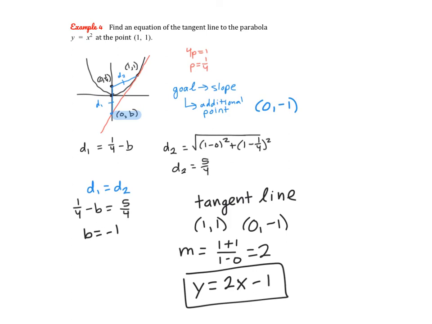Just to review and walk us through this again, we knew one point of our tangent line, but to make the equation, we also need to know the slope. And to find the slope, we need to know an additional point on that tangent line. So we use the reflective property of parabolas, and we set these two distances equal to each other to help us find this b value, which gave us our additional point. Once we had our additional point, we used the 2 points to find the slope, and we already knew the y-intercept. So this is our linear equation that represents the tangent line.